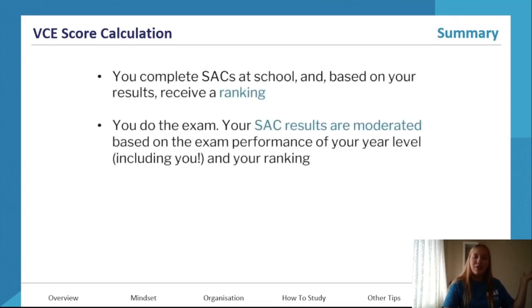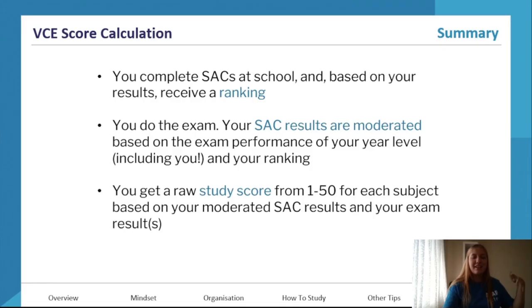So overview, summary: we complete SACs at school, and based on your results, you will receive a ranking. And then you do the exam. Your SAC results are moderated based on the exam performance of your year level, including you, and your ranking in terms of SACs. Then you get a raw study score from 1 to 50 for each subject based on your moderated SAC results and your exam results.